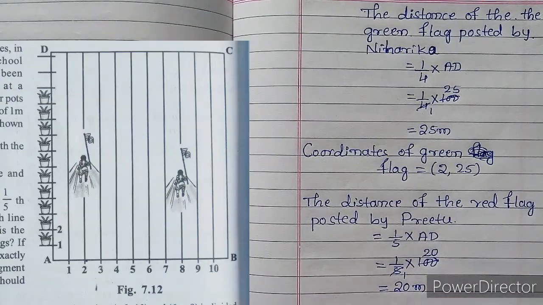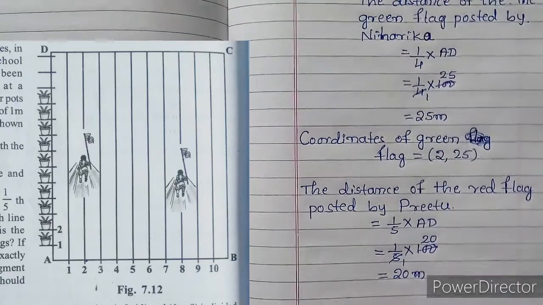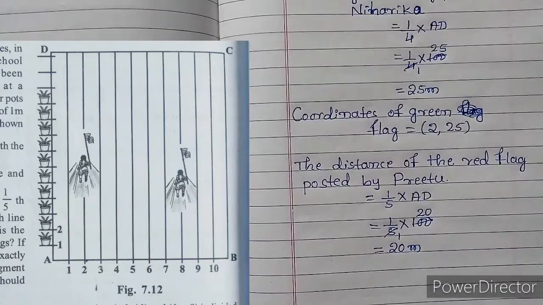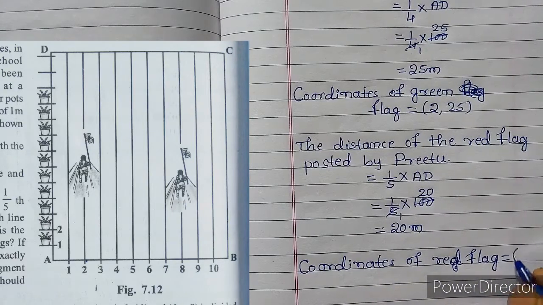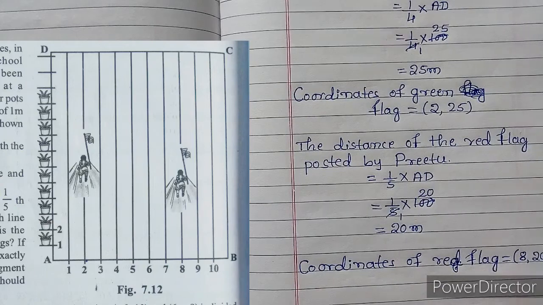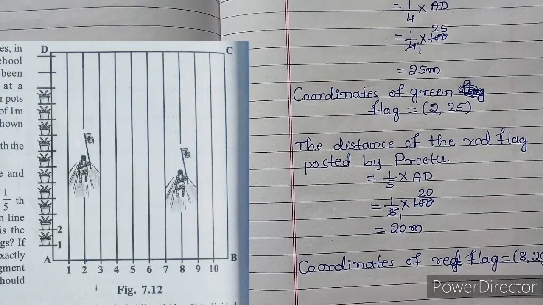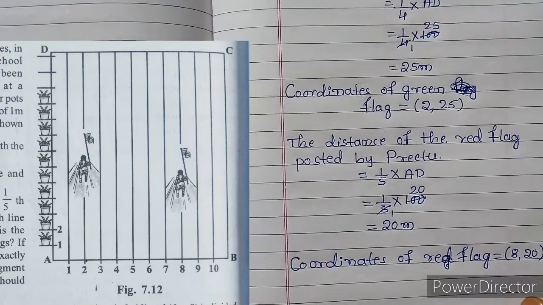But here we have to find the coordinates of the red flag. Preetu is standing on the 8th line, so the x value is 8. Then the distance of the red flag is 20 meter. So 8, 20 are the coordinates of the red flag.